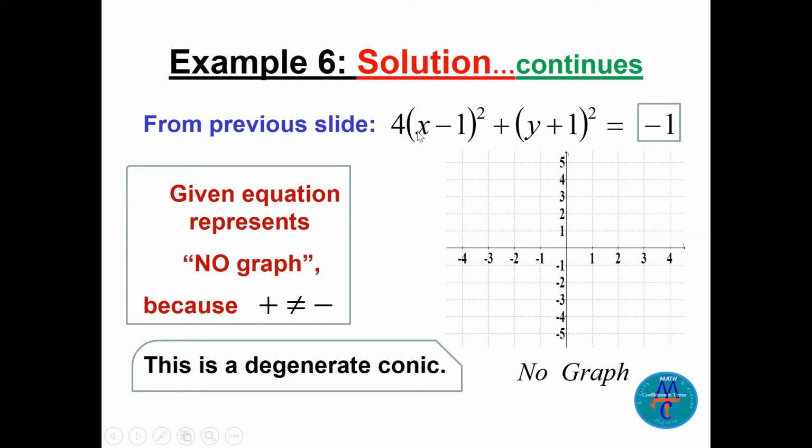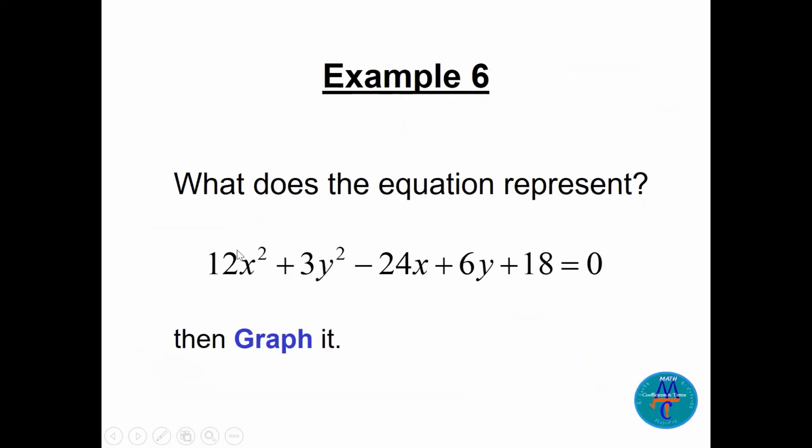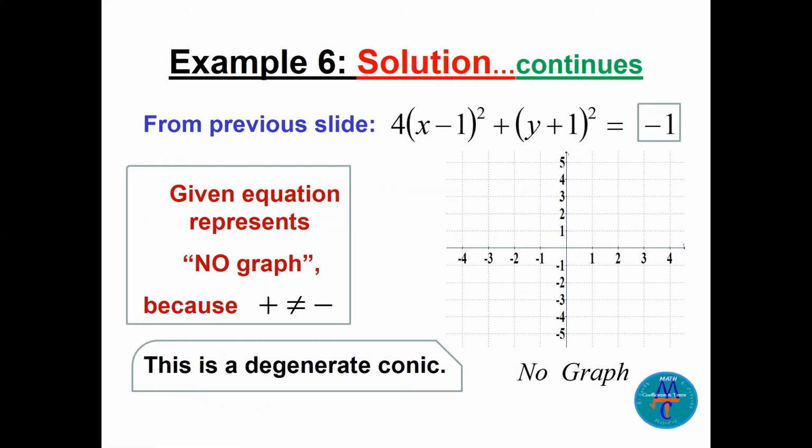So what is this? Something squared plus something squared is equal to a negative number. This is positive on the left side. Positive cannot be equal to negative. So in this case, we call it degenerate conic. It's not correct, and no graph. See, this is the graph here. Look at the nice equation. All this equation from 12x squared until 0, it has no meaning and we cannot graph anything, just an empty graph.